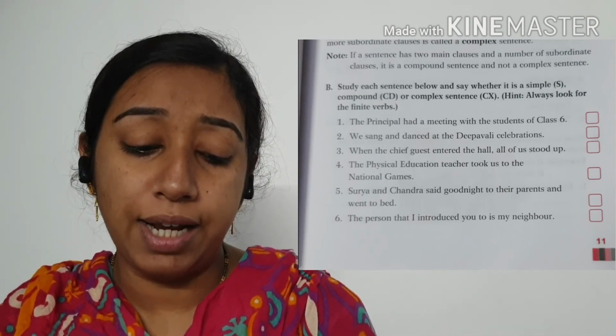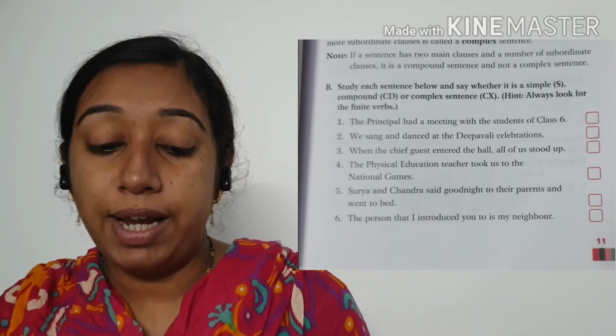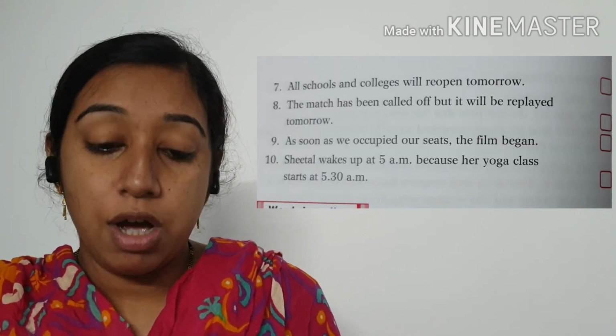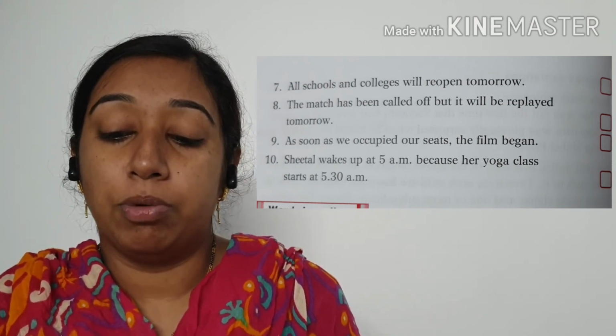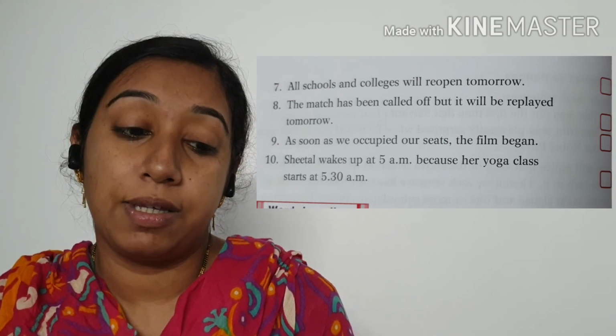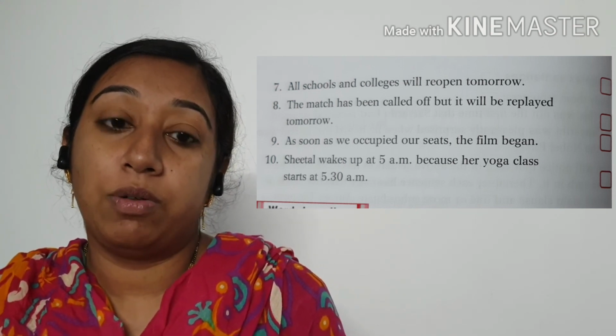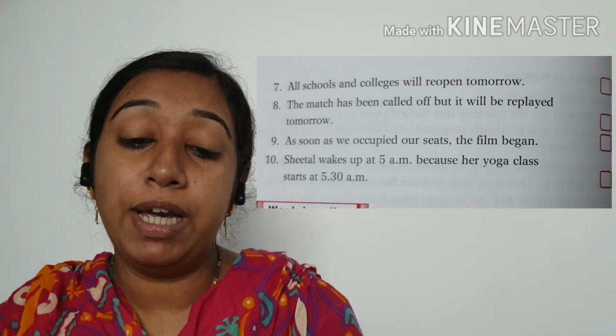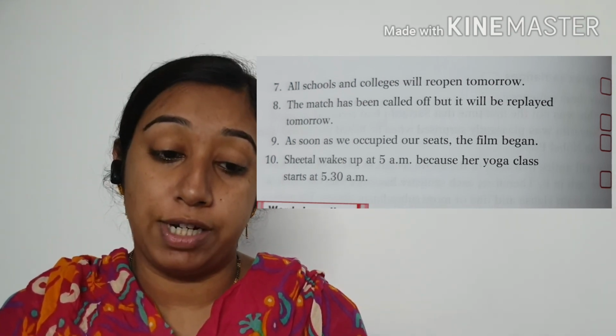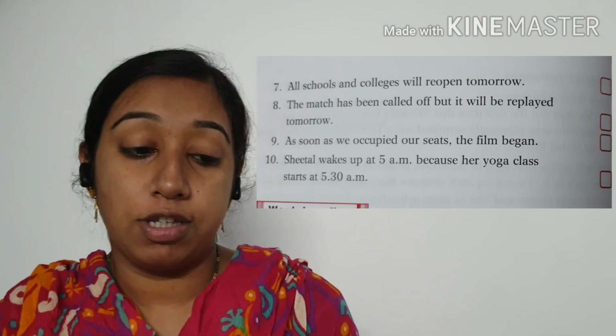The person that I introduce you to is my neighbor. Complex because it has two clauses in it, one independent and one dependent. Turn your page to the next page, page number 12. All schools and colleges will reopen tomorrow. It is a simple sentence. Only one finite verb. The match has been called off, but it will be replayed tomorrow. A compound sentence. Two independent clauses.